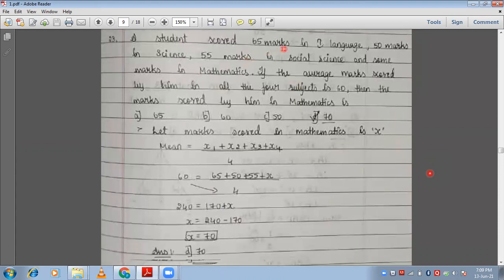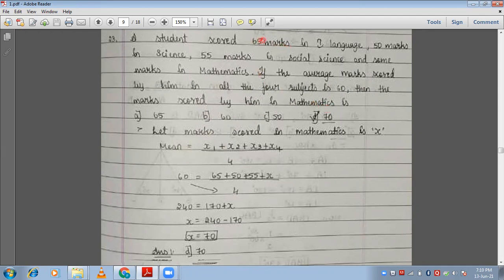A student scored 65 marks in first language, 50 marks in science, 55 marks in social, and some marks in mathematics. If the average marks scored by him, and average marks is important, average means mean. We know mean equals the sum of all the numbers divided by the total number of terms. Is it right? Yes. The given average is 60. Then the marks scored by him in mathematics is dash.